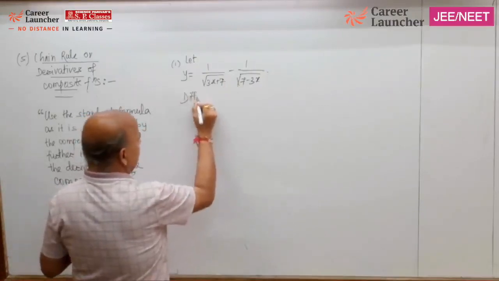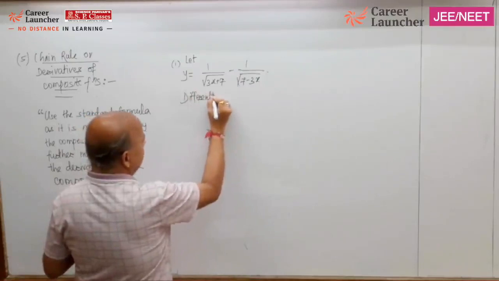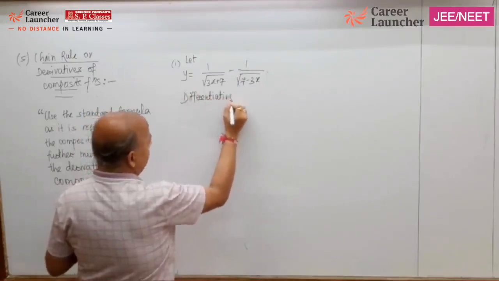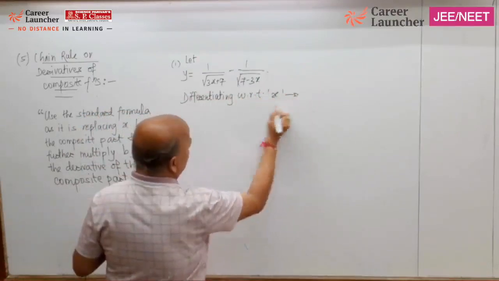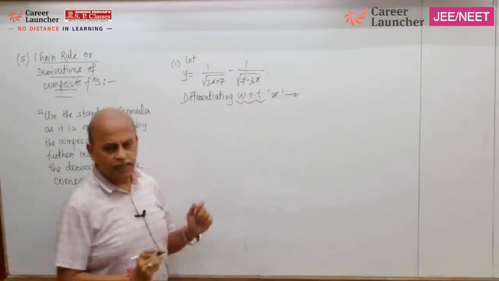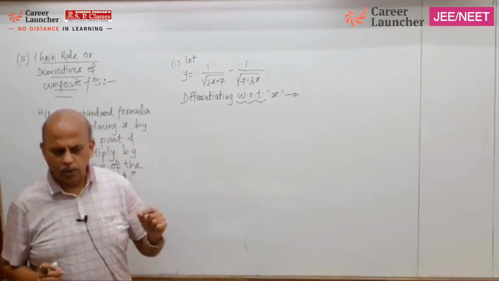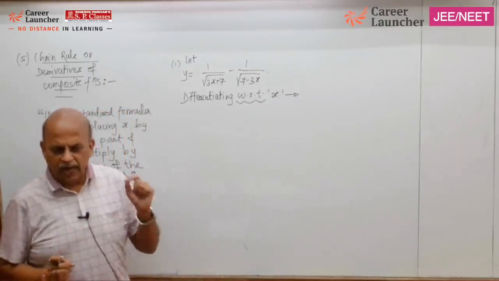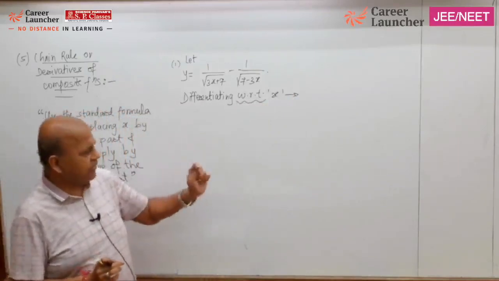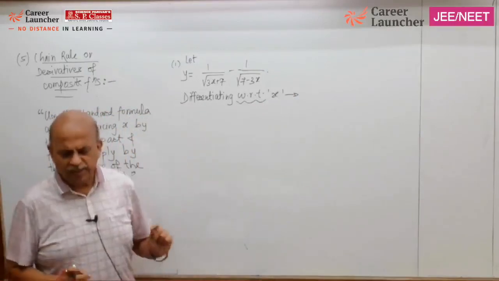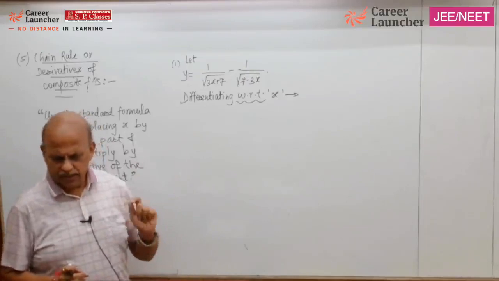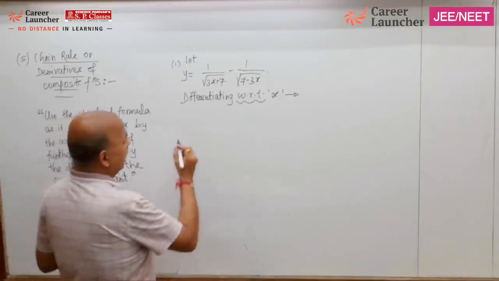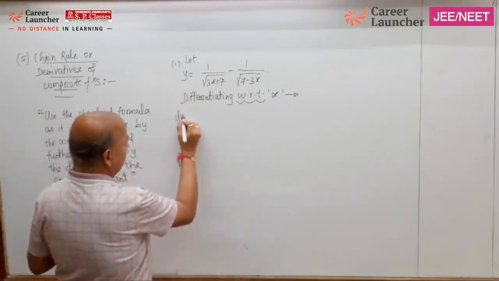We are supposed to write, in the first example I will write in full, differentiating with respect to x. Mind well, this WRT is the short form of with respect to, and we are not only allowed but we have to write WRT compulsorily. Normally we will never write with respect to. WRT is understood. Okay? I will discuss first.